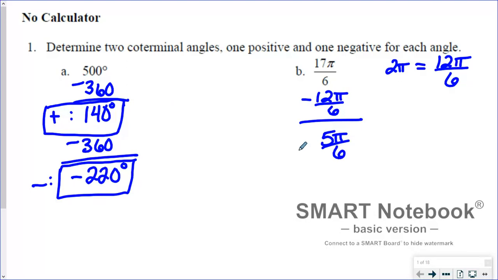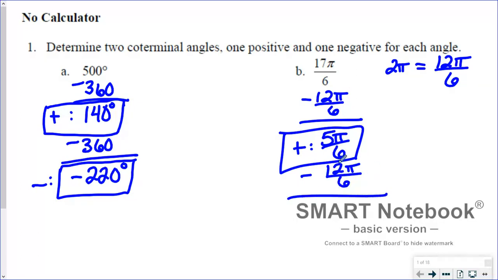which is a positive angle. So there's your positive coterminal angle. All right. If we subtract 12 pi over 6 again, now we get negative 7 pi over 6. This is a negative angle, obviously, so there's my negative coterminal angle. I have one positive, one negative. I'm good to go.